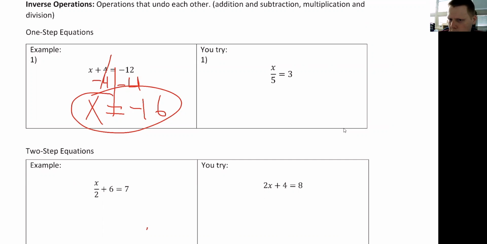I want you to try this second problem. So we have x over 5 equals 3. Think about if you know how to get rid of that 5 on the bottom, and then we'll go over it here shortly in this video.